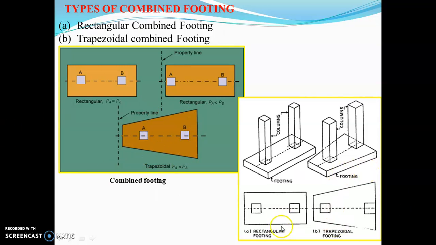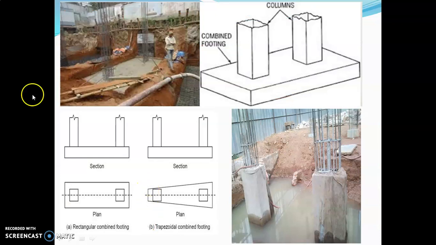You can see here, this is a rectangular footing and this is a trapezoidal footing. It looks like this. Okay, this is a footing. These are the columns. These are columns and footings. This is also a combined footing with columns. This is a section and plan. You can see here two columns, rectangular combined footing. This is trapezoidal combined footing. Okay, section looks like this.